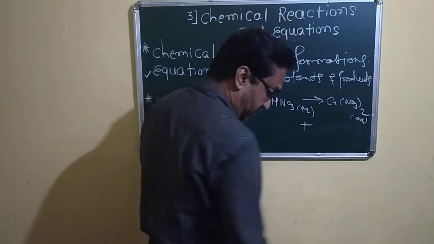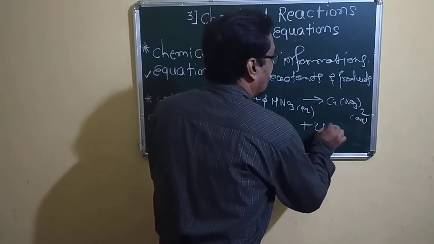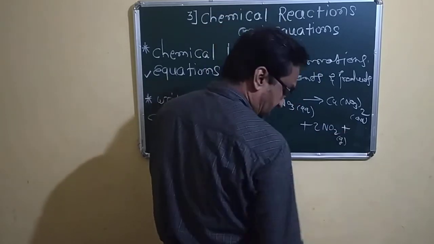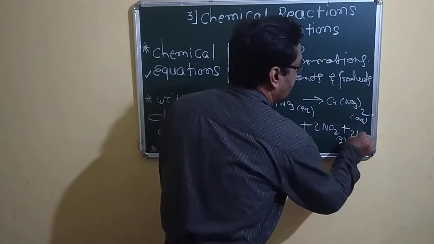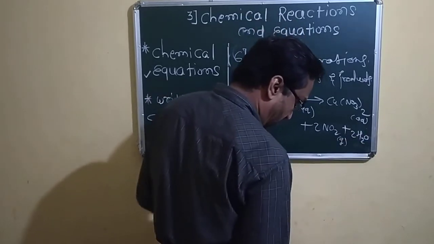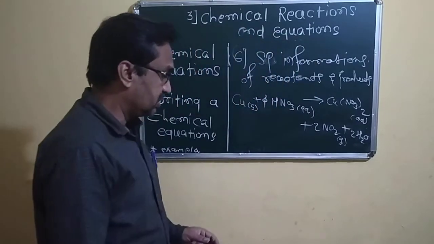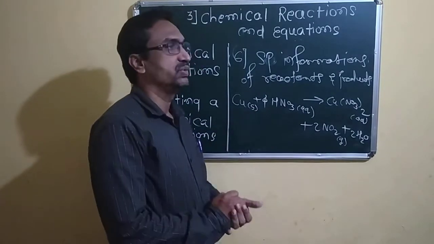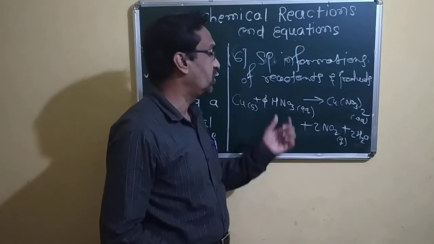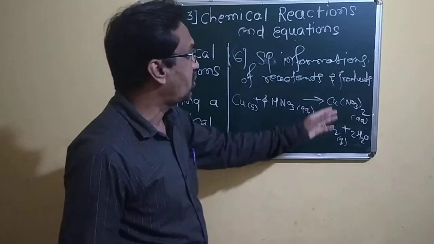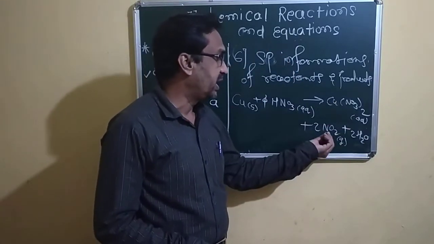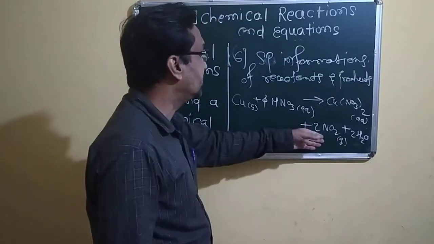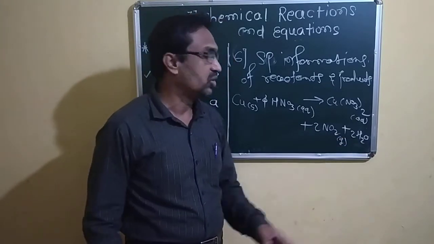plus nitrogen dioxide, which is a gas, plus 2H2O. So they have told us the reaction: copper when reacted with nitric acid, in aqueous solution, 4 molecules of HNO3, the products are copper nitrate in aqueous solution, and nitrogen dioxide. We have to mention nitrogen dioxide and 2 water molecules.